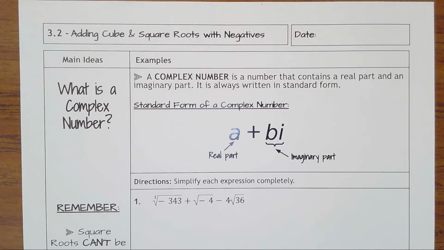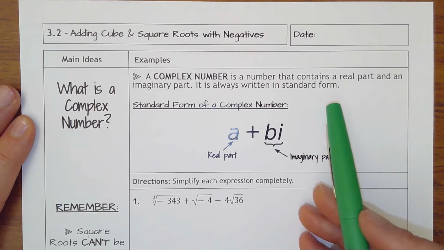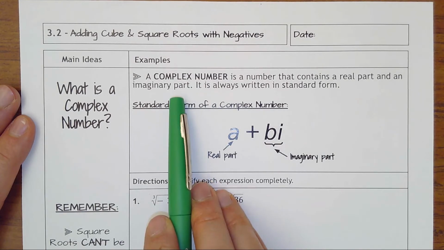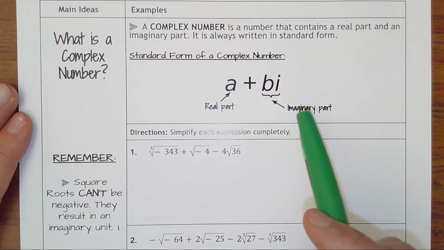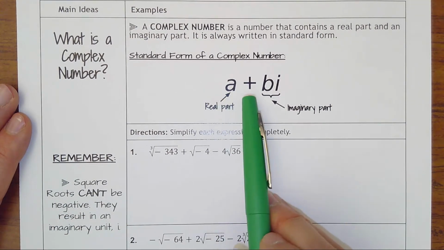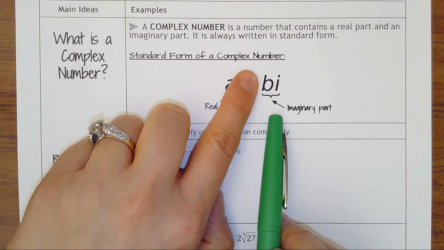3.2, adding cube and square roots with negatives. We're now talking about a complex number, and a complex number is a number that contains a real part and an imaginary part. It's always written in standard form, and here's what standard form looks like. You'll have some real number like 2 plus 3i. This is the imaginary part we did on the last lesson.